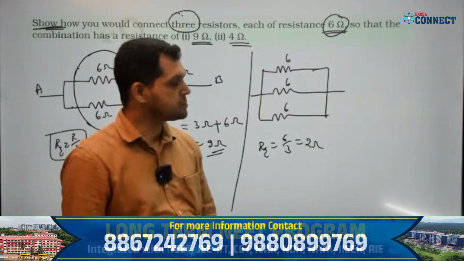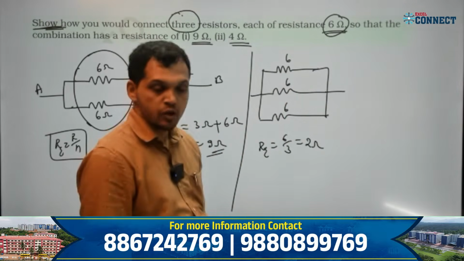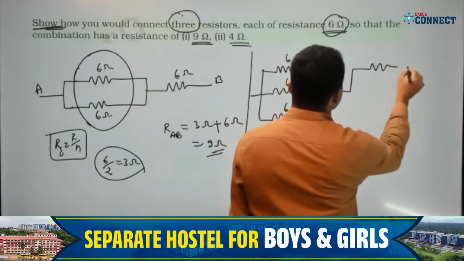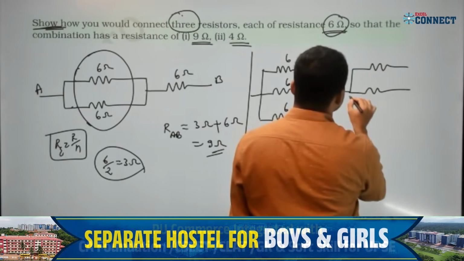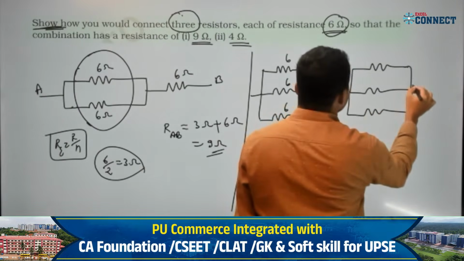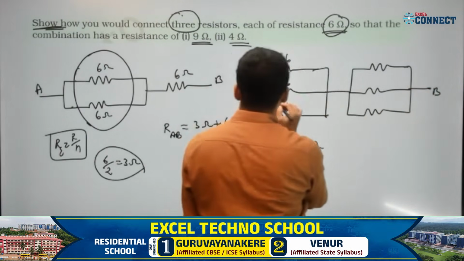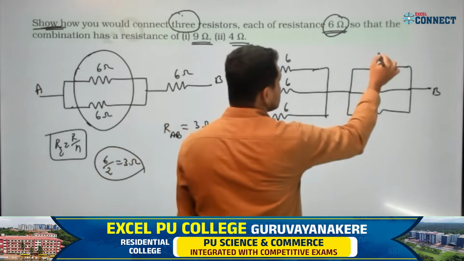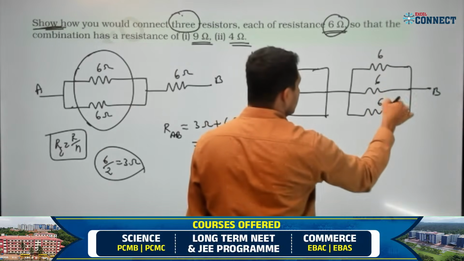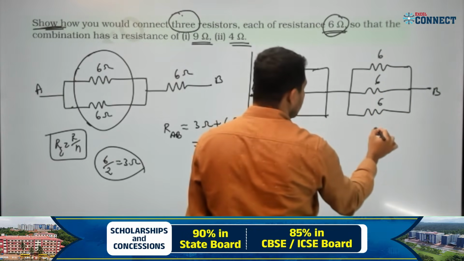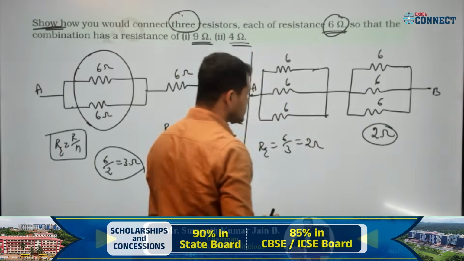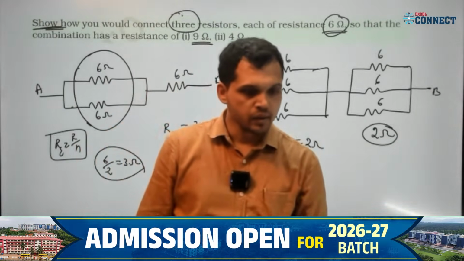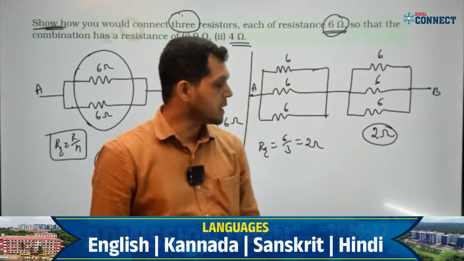How to get 2 plus 2? I already got 2. One more 2 I have to get. How to get one more 2? Take 3 ohm resistors once again, this is B, this is A. First 3 resistors give 2 ohm. Next 3 resistors of 6 ohm, 6 ohm, 6 ohm, the equivalent is again 2 ohm. Now this 2 ohm and this 2 ohm are in series.